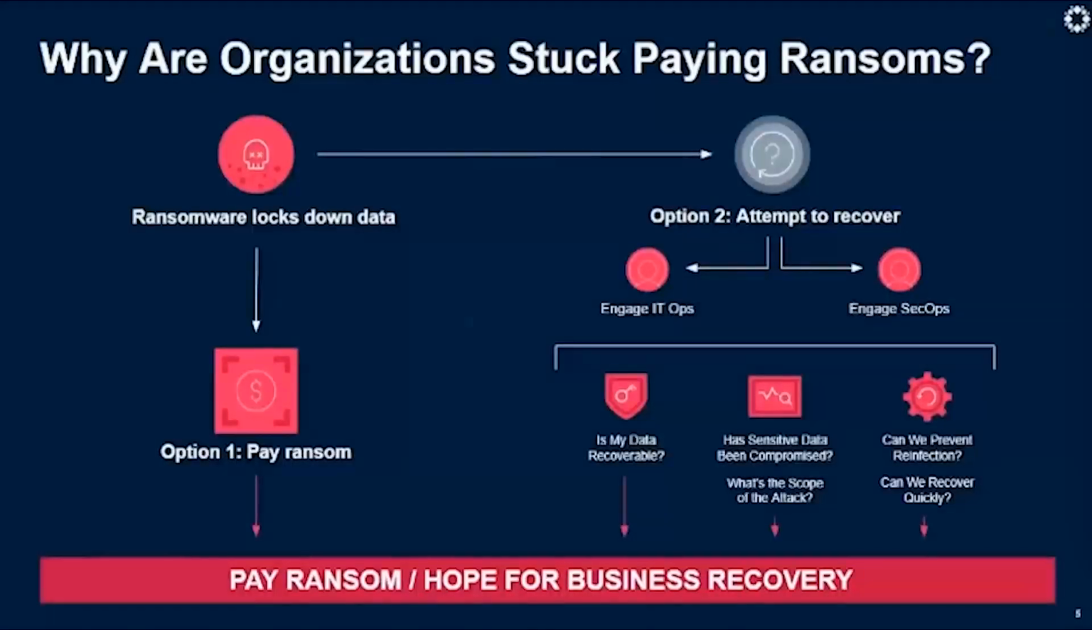why are organizations stuck paying ransom? So, here's how we typically see this play out. Your data is locked in. You receive the dreaded ransomware notice. Option one, you immediately go to pay the ransom and hope that the decryption key will free your data of the malicious code and ultimately provide you access to your data in a timely manner so that you can maintain business continuity. Option two, and again, this is something that we see frequently, is attempt to recover. Now, in this particular scenario, we normally see a motion where you have two teams engaged in taking steps to recover from the ransomware attack. You have IT operations and another team, normally security operations.